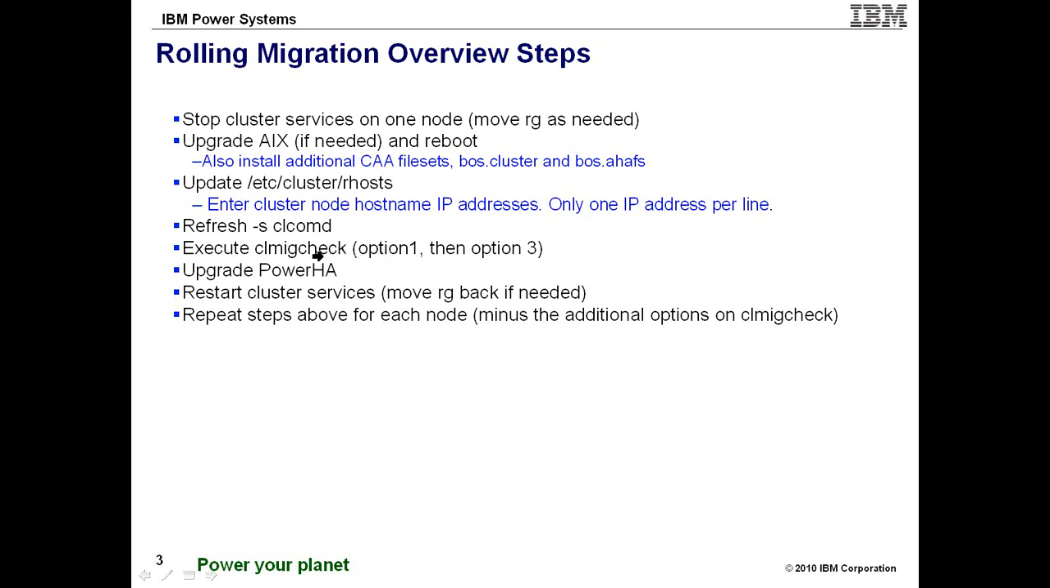What happens is it checks the ODM. If you don't get any errors, it essentially tells you you can proceed. And then there is an option 2, which is for a snapshot upgrade specifically, which we're not covering here. And then option 3 is specifically used to specify which disk you want to use as a cluster repository disk.